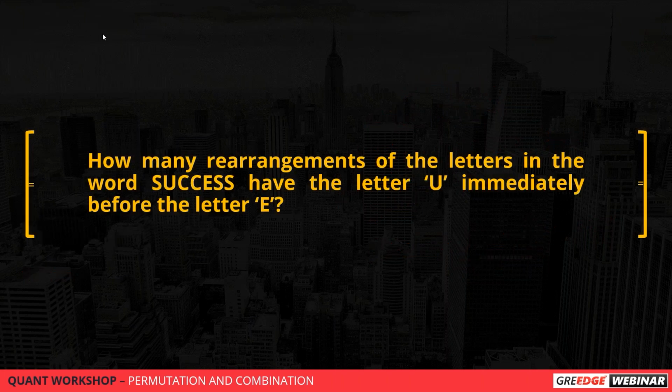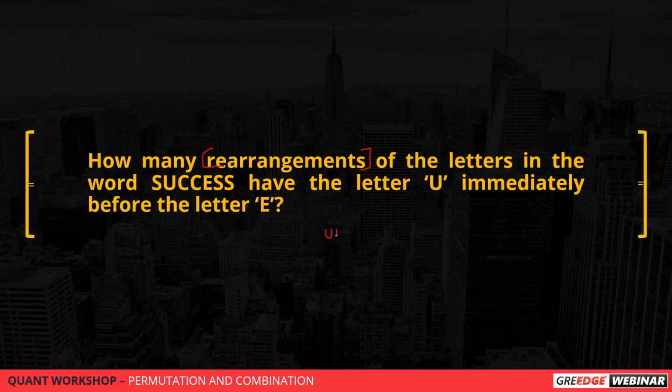Now I add one more condition. I will give you a task. How many rearrangements of the letters in the word SUCCESS have the letter U immediately before the letter E? This question is slightly different from the previous one, right? It has one more condition. First, we need to find out what is given. How many rearrangements? It is completely clear that it's about arrangement, permutation laws. The letter U immediately before E. What do you mean by U immediately before E? So that is a restriction.